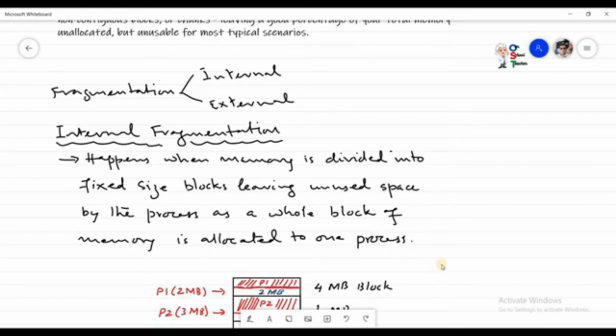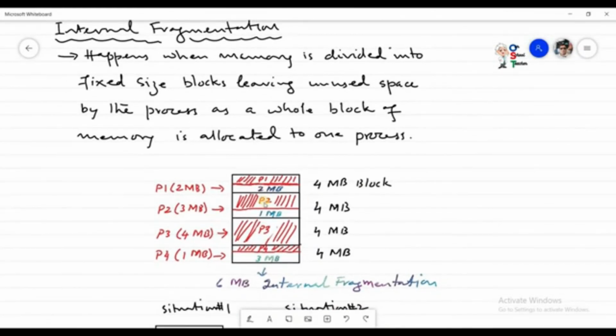So quite possible there will be some space, as you can see in the image, that some of the space might be left unused. That unused space cannot be allocated to other process. Here you can see in the image there are four processes: P1, P2, P3 and P4, and they all are of different sizes, and the memory has been divided into four blocks of 4 MB each.